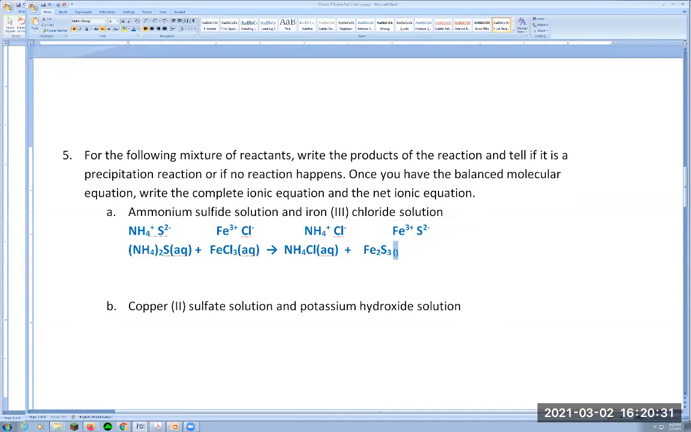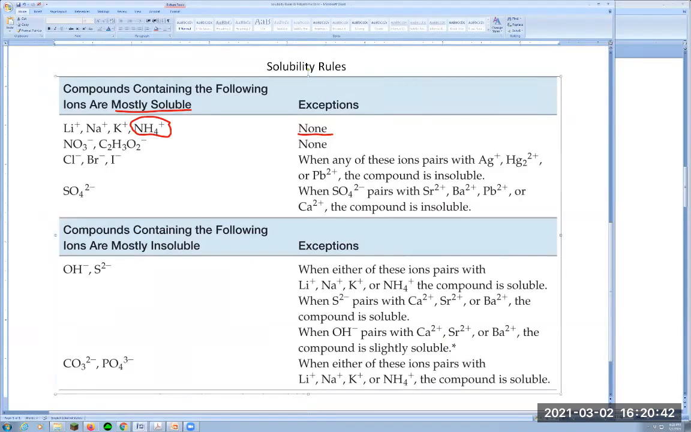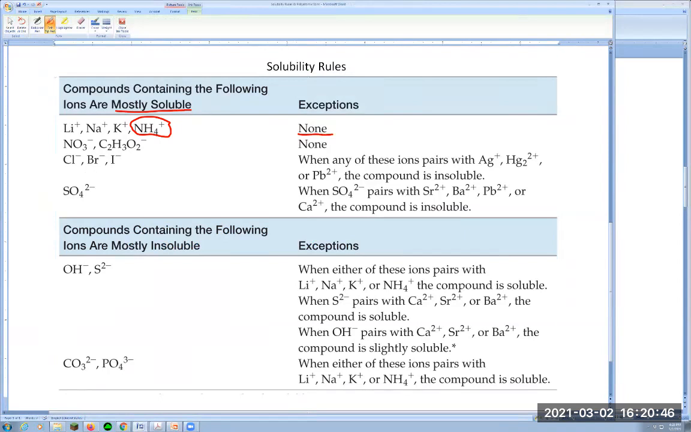So again, we need to decide, is this soluble or not? You need to go to your solubility tables and find either Fe3+ or S2-. And here there is no Fe3+. If you look on the left side, Fe3+ is not listed. However, we do have the sulfide, and that makes mostly insoluble compounds. So let's look at the exceptions.